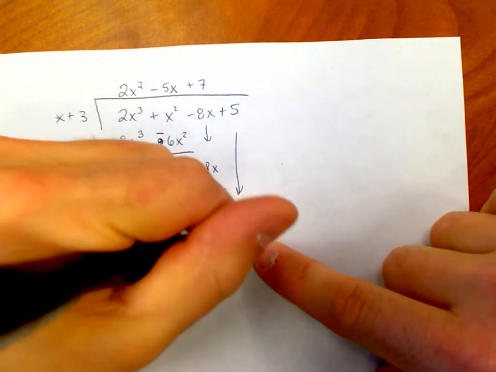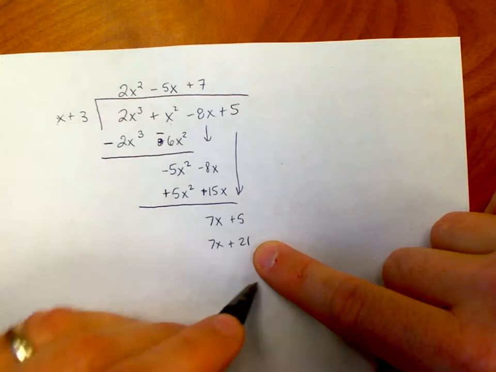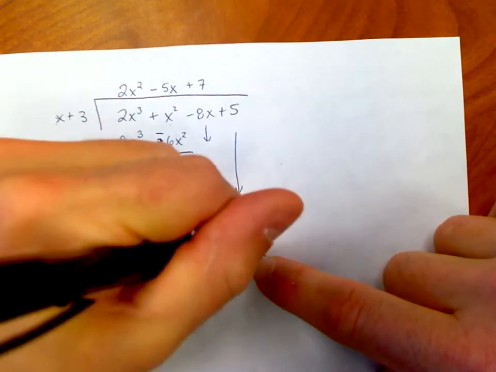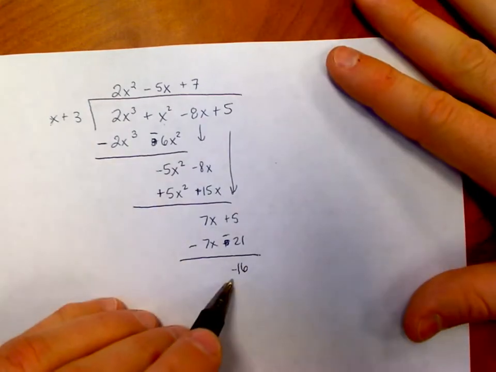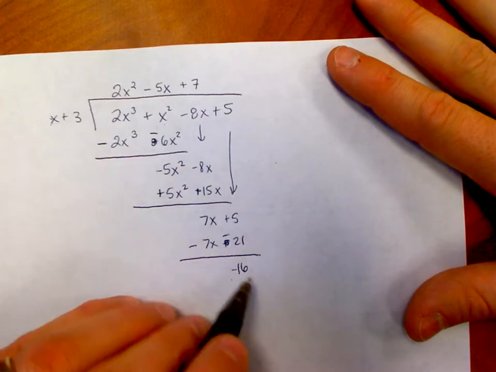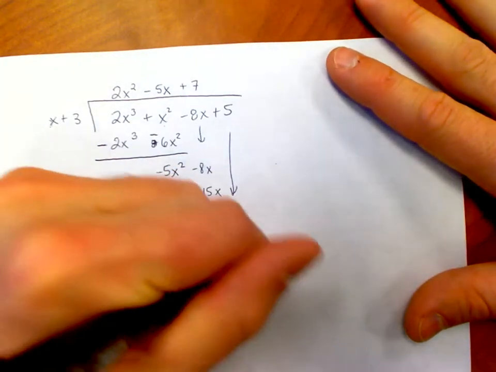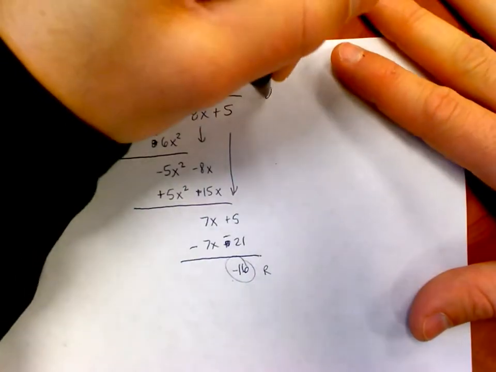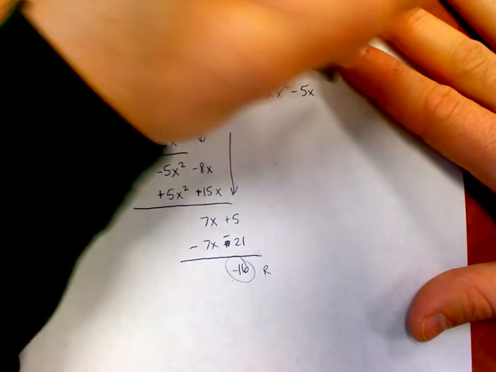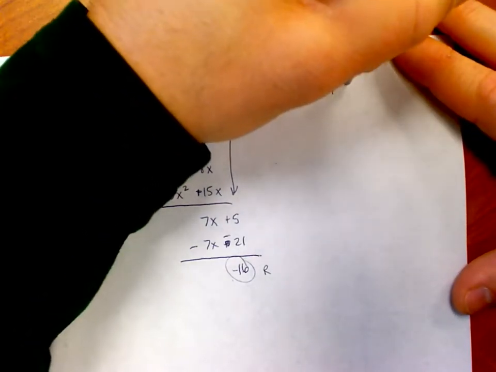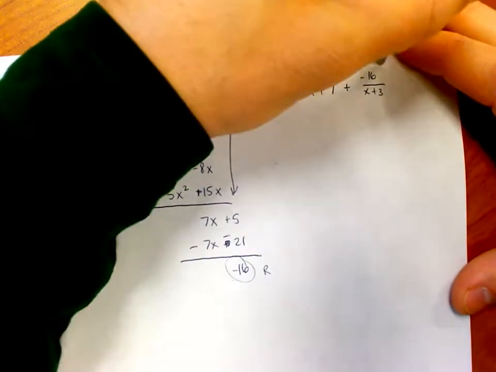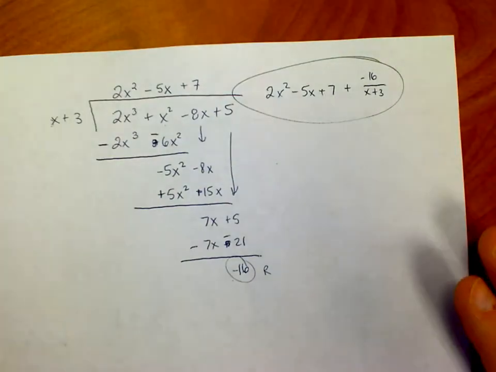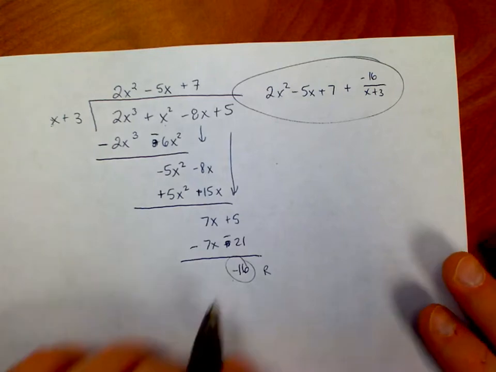7x plus 21 is what will go here. Flip the signs and add. That would give me negative 16. X does not go into negative 16. This is a bigger power of x than what I have here, so this is my remainder. So my answer would be 2x squared minus 5x plus 7 plus a negative 16 over x plus 3. There's my answer.